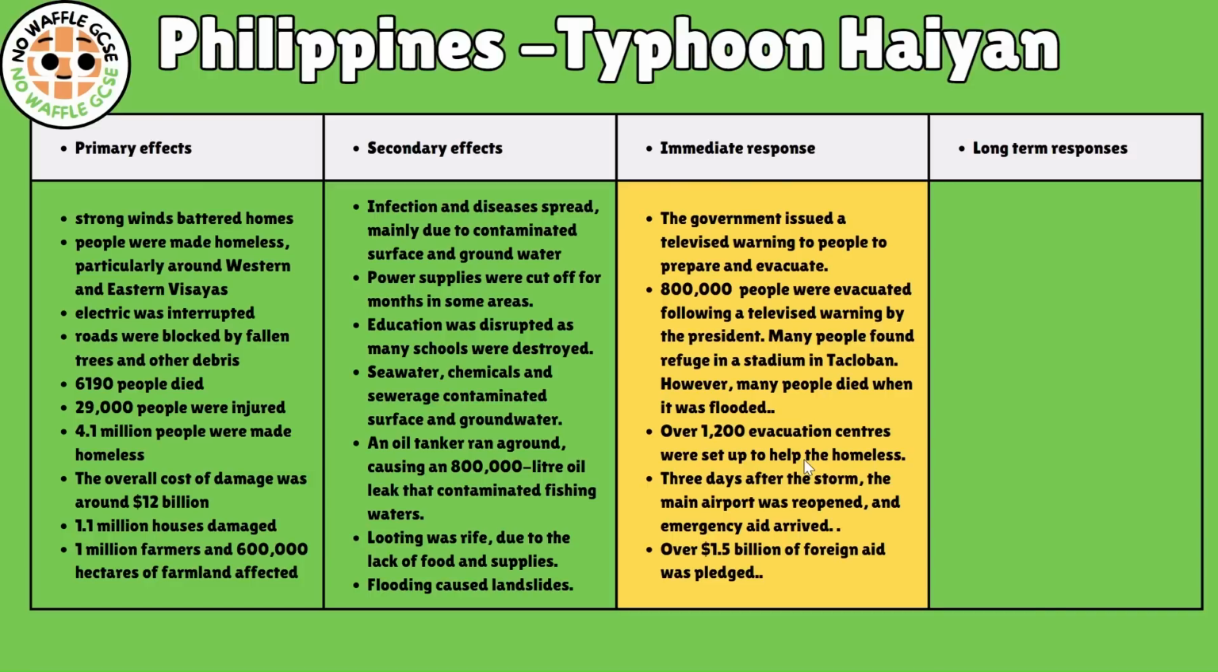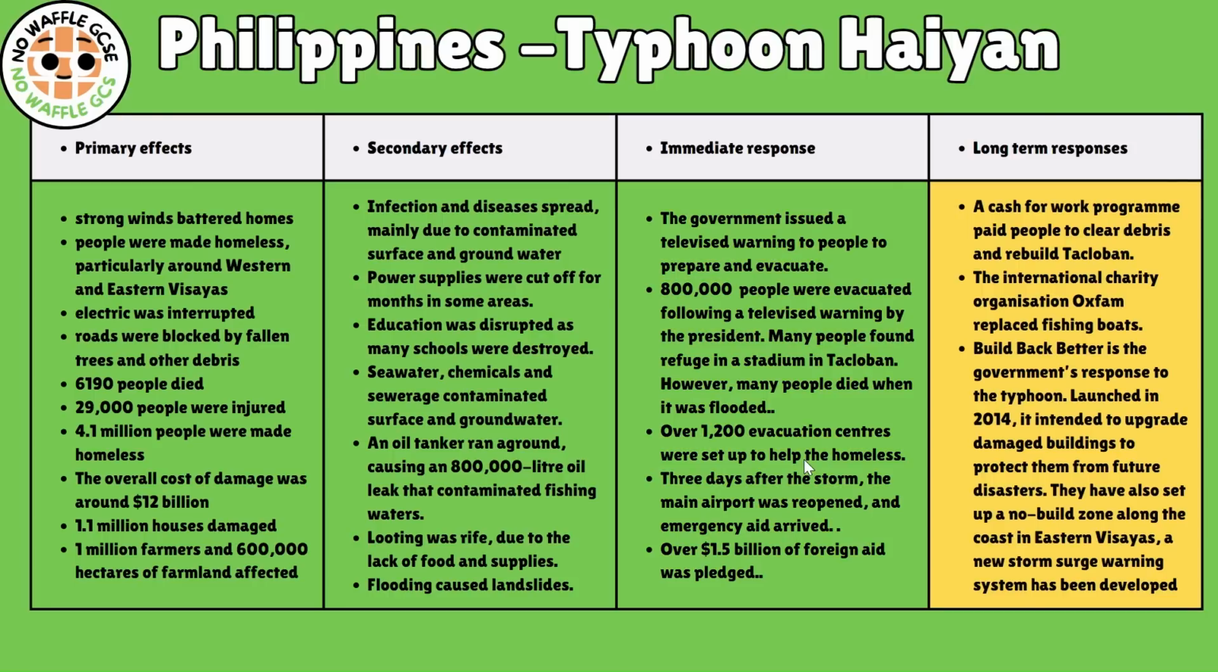But apart from that, there were 1,200 other evacuation centres that were set up to help the now homeless. And after the storm, the airport was also reopened so that emergency aid could arrive, because again, the Philippines is a low-income country, so it required a lot of help from other places. And that's why you see $1.5 billion of foreign aid.